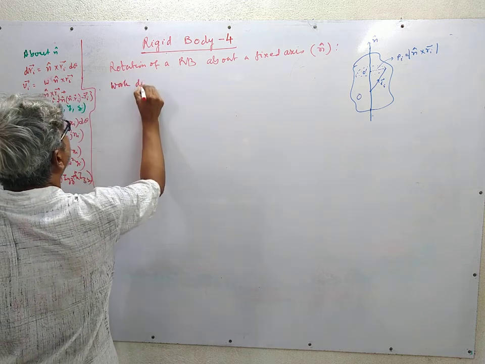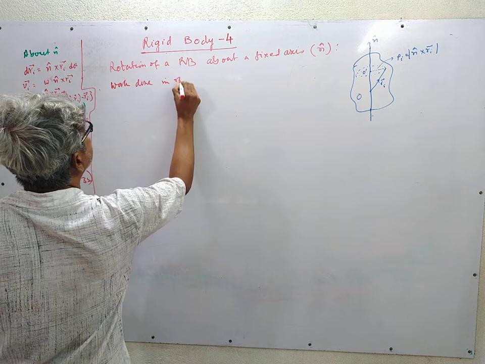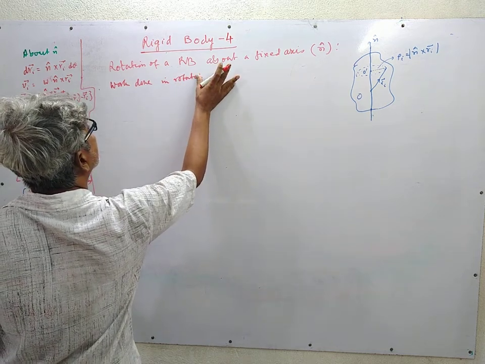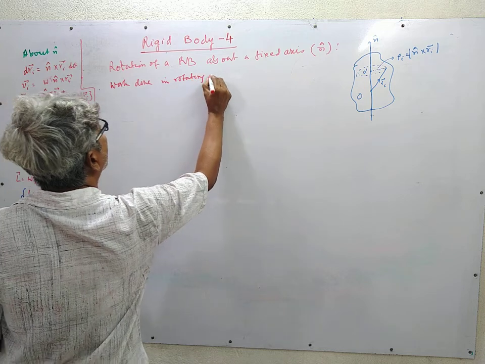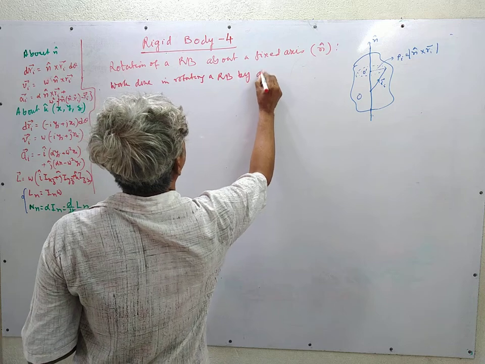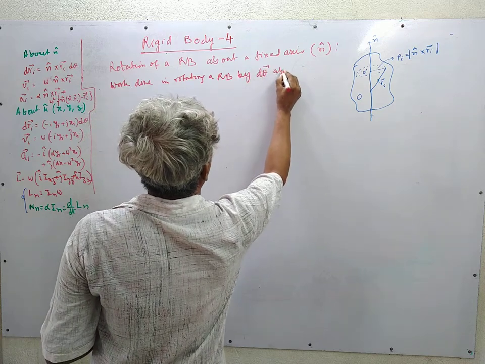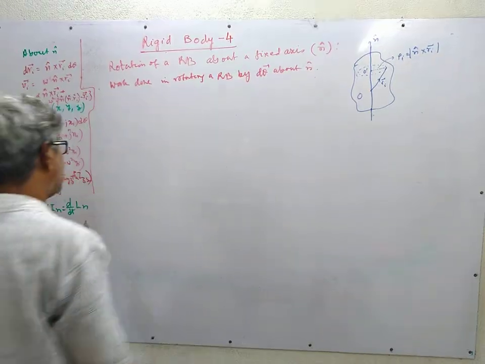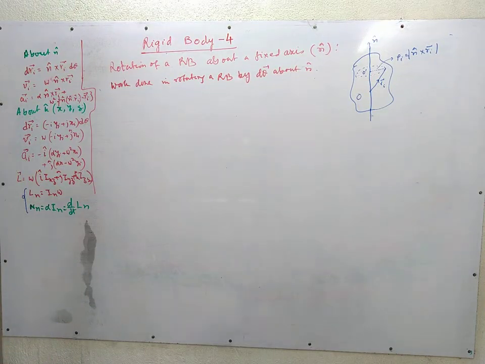Work done in rotating a rigid body by d theta about an axis of rotation n cap. So we consider the rotation of a rigid body about a fixed axis and what is the work required to do in displacing the rigid body.